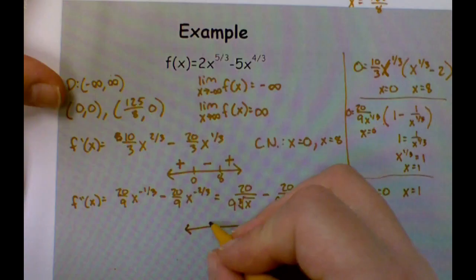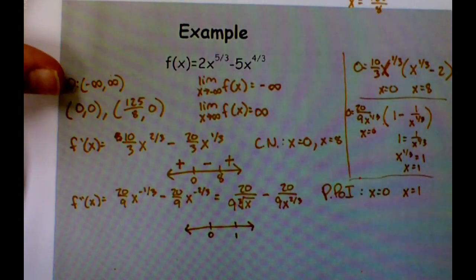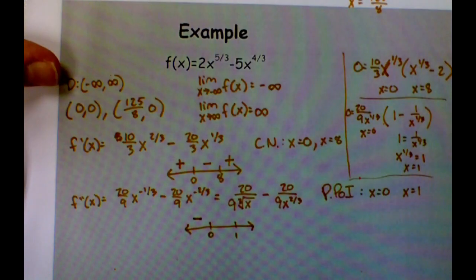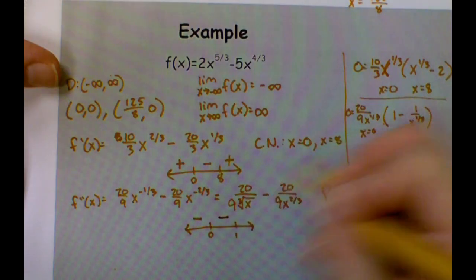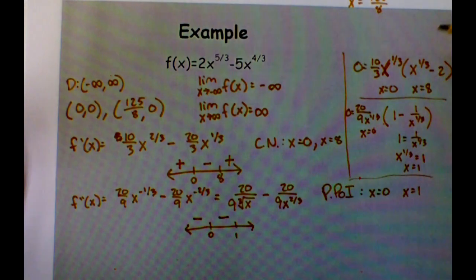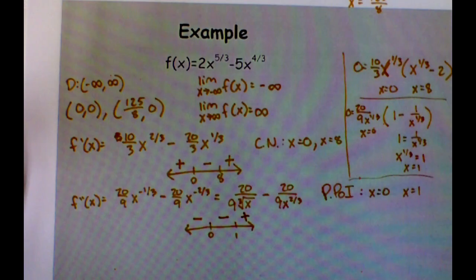Set up our number line. We have 0 and 1. Plug in a number less than 0. Let's say a negative, obviously. I get a negative times a positive, so I get a negative. Something between 0 and 1, I get a positive times a negative here, which is a negative again. There we go. And then something bigger than 1, I get a positive and a positive, so I get positive.